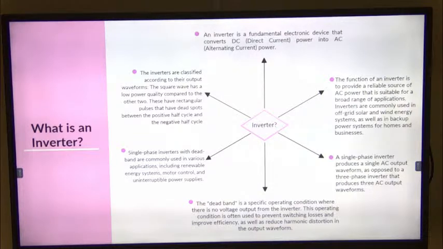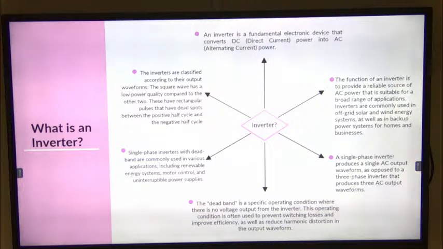In our project, we're using a single-phase inverter. These have only one alternating current power output waveform as opposed to a 3-phase inverter that has 3 AC output waveforms. A deadband is a specific condition where there is no output voltage from the inverter. This is used to prevent switching losses, improve efficiency, and reduce harmonic distortion from the output waveform. A single-phase inverter with deadbands is used in renewable energy, motor controls, and uninterruptible power supplies.